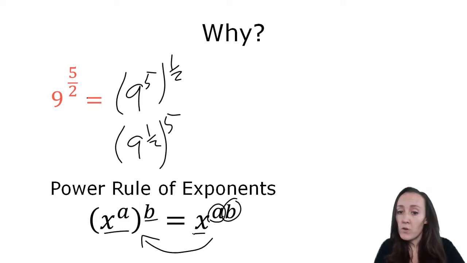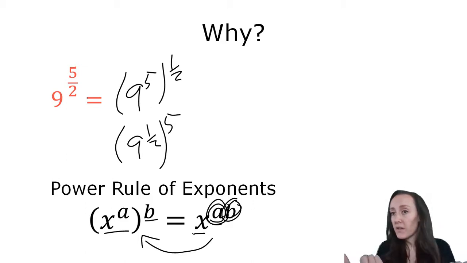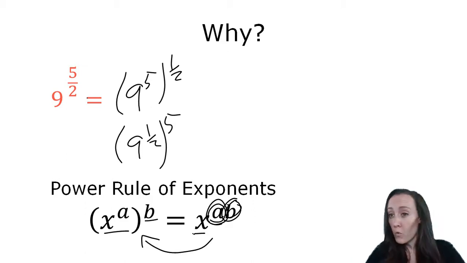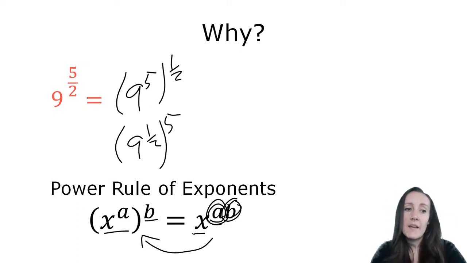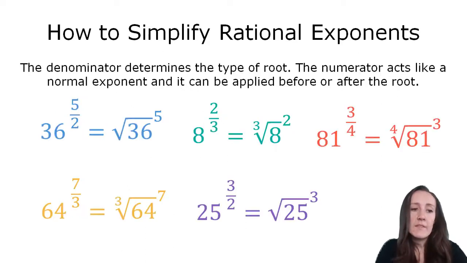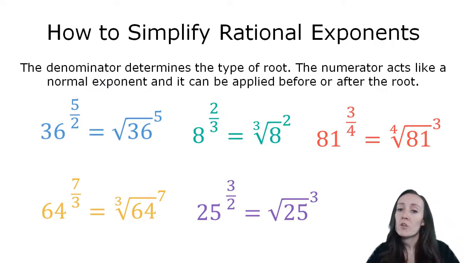And it doesn't matter which order you do it, because multiplication can be switched back and forth and it doesn't give you any different results. So that's the reason why the order doesn't matter. But again, I usually like doing it this first way, where I take the root first and then I do the power. So to summarize, the way that you simplify rational exponents is that the denominator determines what type of root it is.